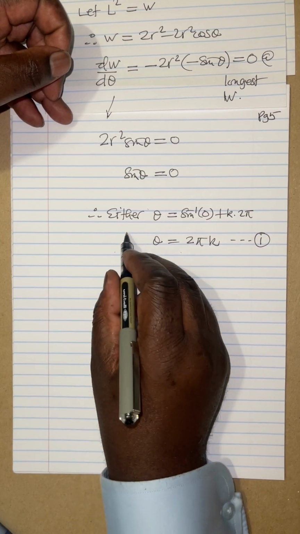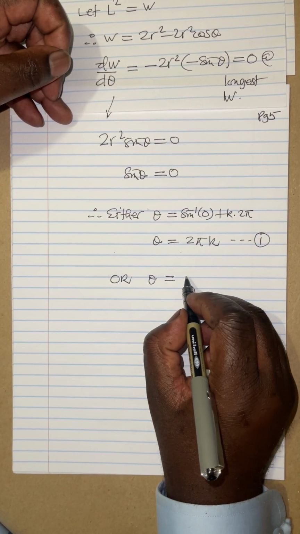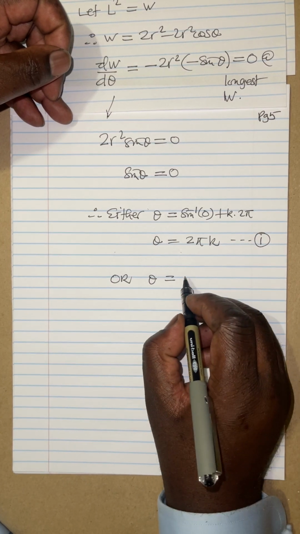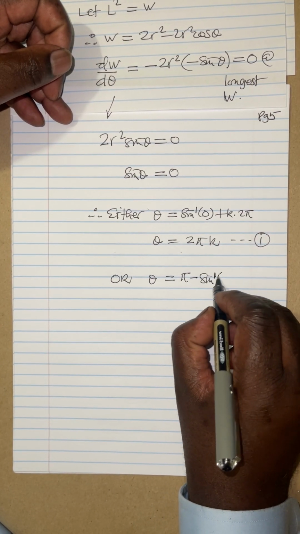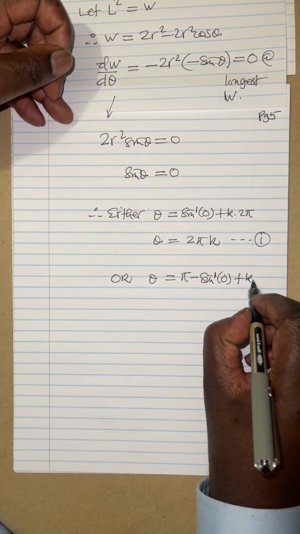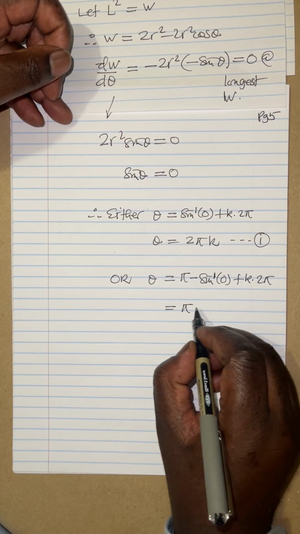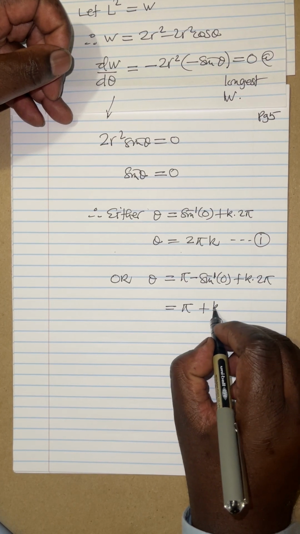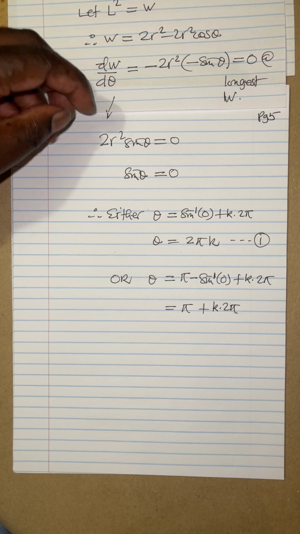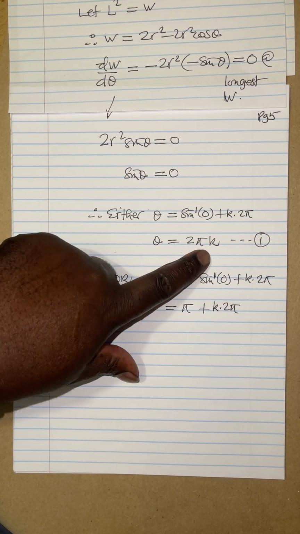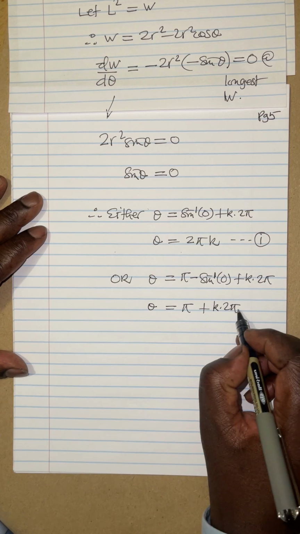The second equation, remember, we said either, so we're going to have or here. Theta is going to be equal to 180 minus this, and 180 is pi radians, minus sine inverse of 0 plus k times 2 pi. Simplifying this gives us pi radians plus k times 2 pi radians. Up there I said 2 pi times k, or k times 2 pi, it's the same thing. So this is our equation number 2.